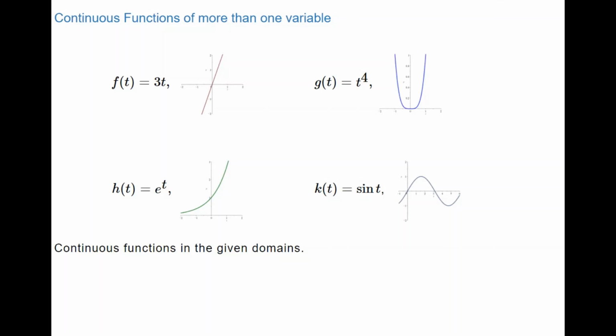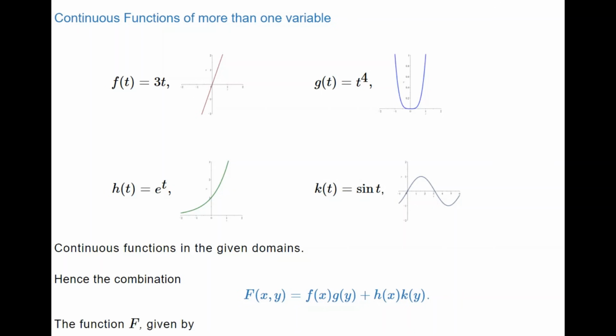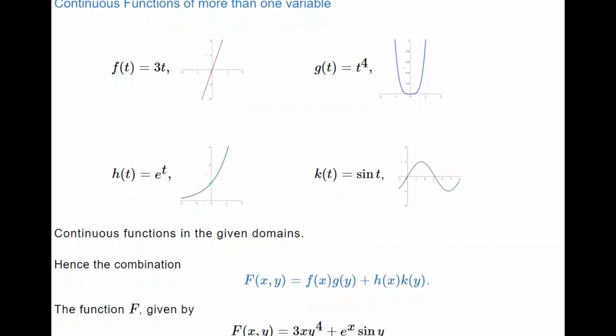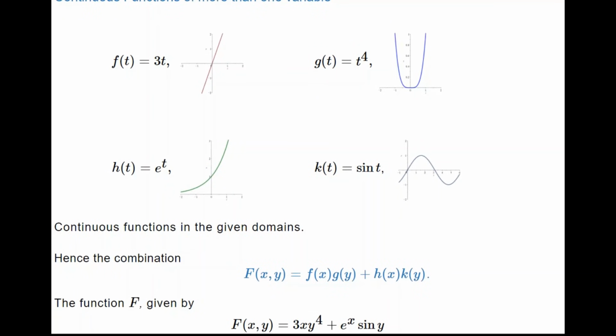So for example, if we construct a function big F of x, y, which is defined by the product of f and g plus the product of h and k, then it is a composition of continuous functions, so it is itself a continuous function. And we define it by 3x y to the 4 plus e to the x sine y, as we have defined the functions f, g, h, and k.